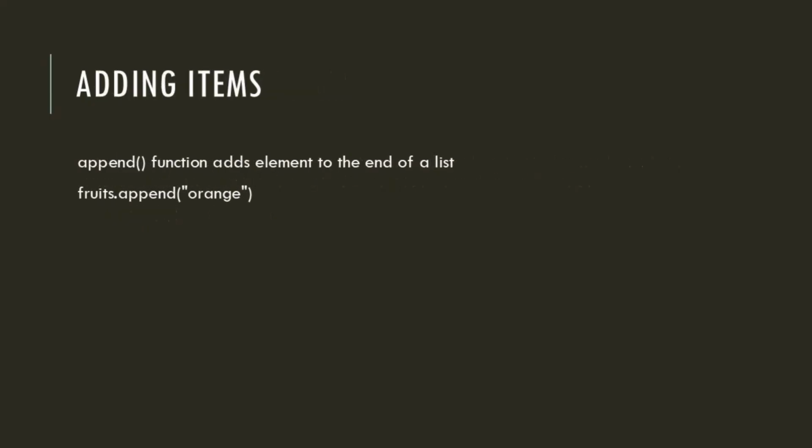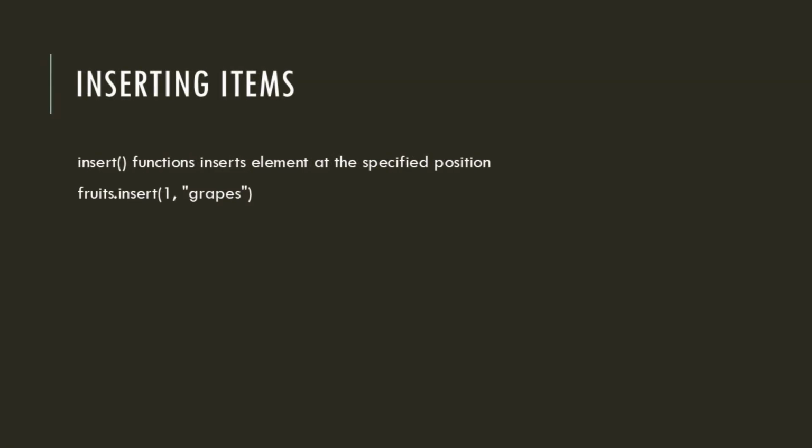Adding items. The append function adds elements to the end of a list. For example, fruits.append orange will add orange to the end of the list. Inserting items. The insert function inserts an element at the specified position. For example, fruits.insert 1, grapes will insert grapes at index number 1 of the list.